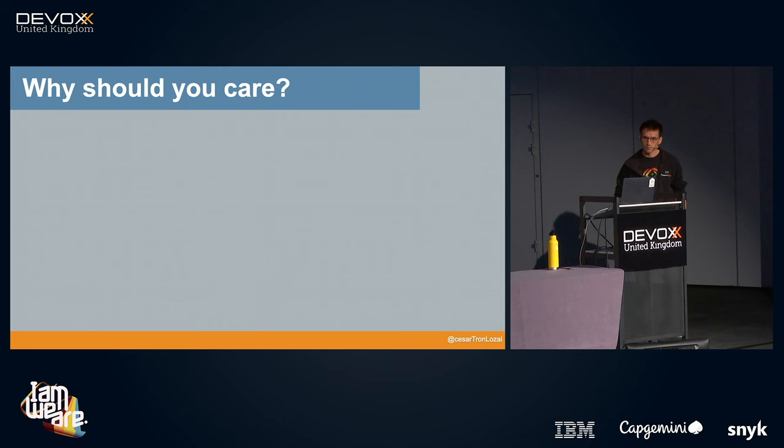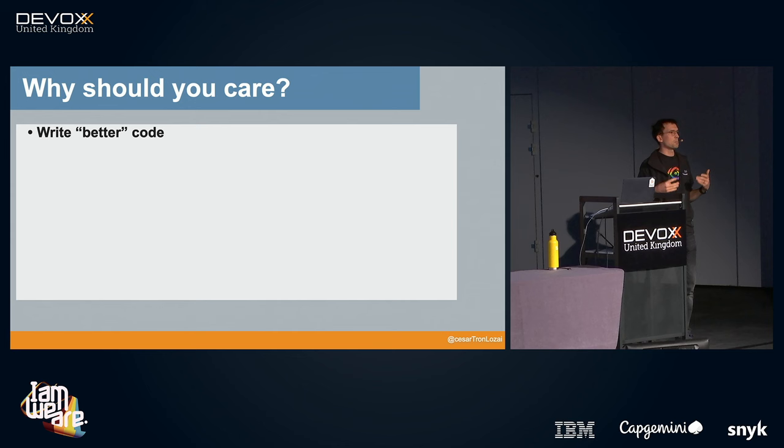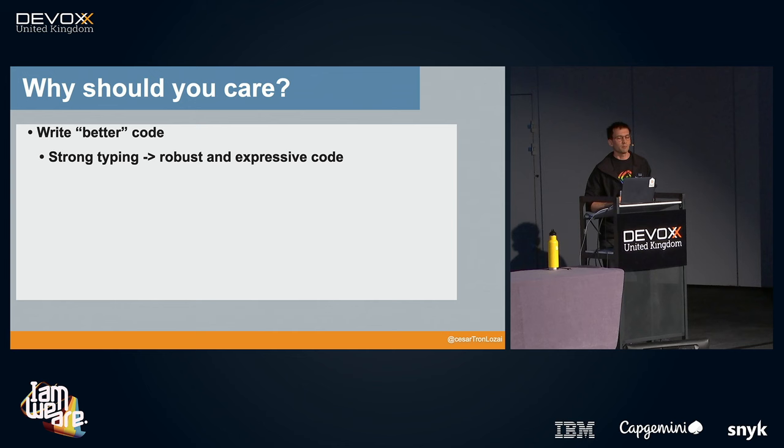I think functional code, functional programming allows us to write better code. So what is better code? I put it in quotes. Well, I think strong typing means we can write robust and expressive code. Expressive is, I think, if you have a well-typed function, it's almost self-documented. It tells you a lot of things that you need to know about the function.